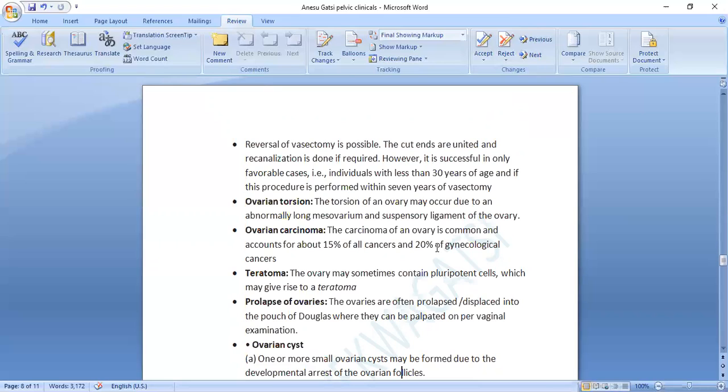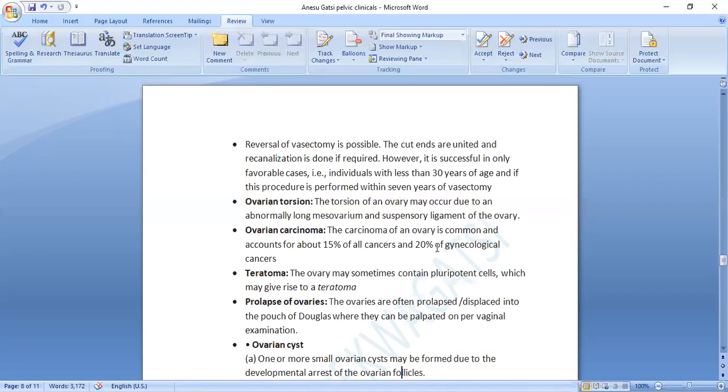Then, as for ovarian carcinoma, the carcinoma of an ovary is common and accounts for about 50% of all cancers and 20% of gynecological cancers. So teratomas are cancers of unknown origin, and they're common in the ovary, because remember that during embryonic development, primordial germ cells migrate from the epiblast to the wall of the yolk sac. Then by amoeboid movement, they move towards the posterior mesentery of the hindgut. Then they go towards the developing gonads, and these primordial germ cells may give rise to either sacrococcygeal tumors, or oropharyngeal tumors, or ovarian teratomas.